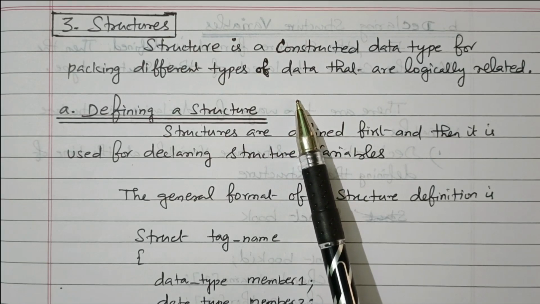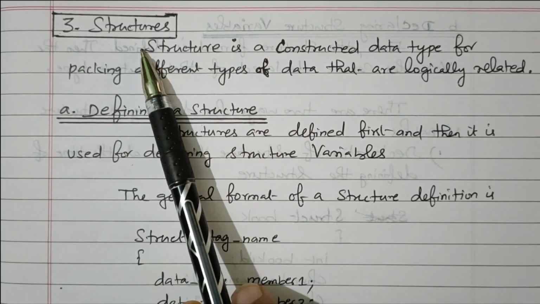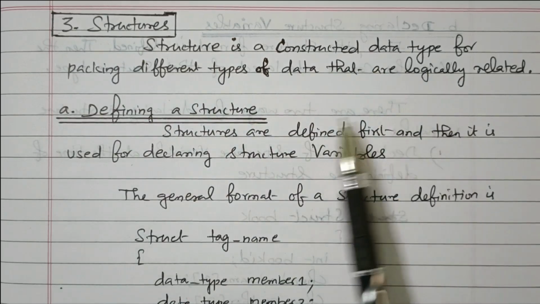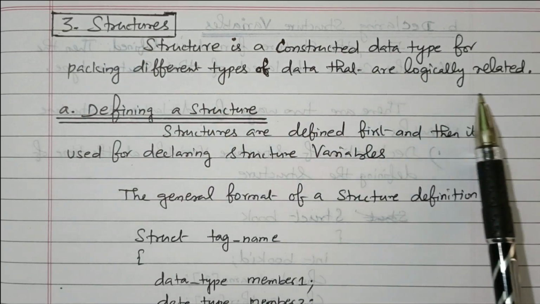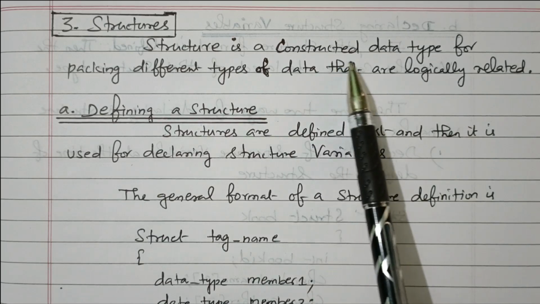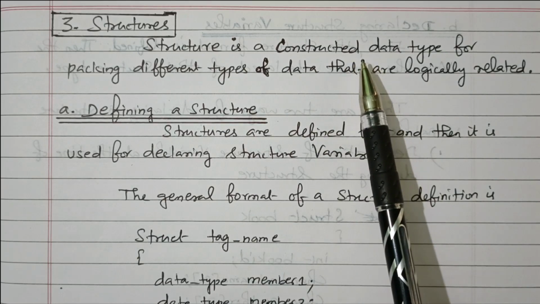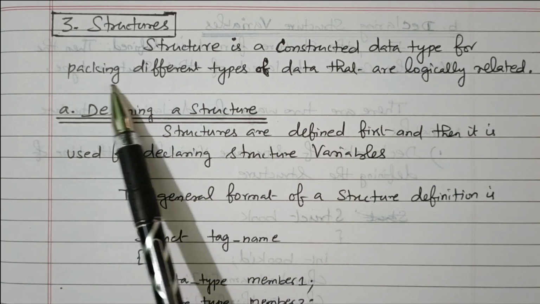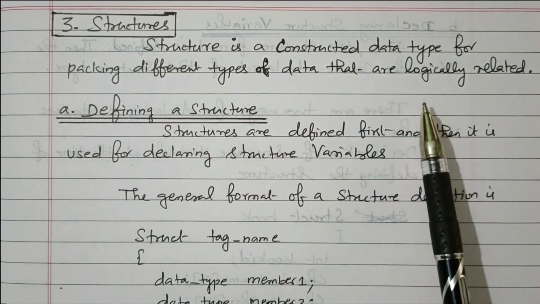Now we'll go to the topic. C programming language. One of the topics is structures. The structure is a constructed data type for packing different types of data that are logically related. So the structure is nothing but a constructed data type, right? Some data types are already available. This is a constructed data type having different types of data. These data are logically related, right?